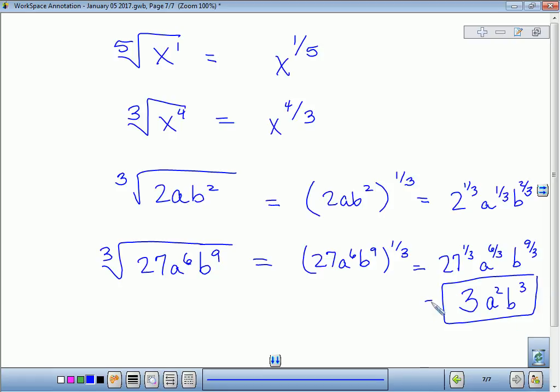Okay, this answer right here is where we have simplified our radical. And if we think in terms of rational exponents, it helps us to simplify radicals. So that's the last thing we're going to talk about today. How can I simplify a radical using a rational exponent? Okay?